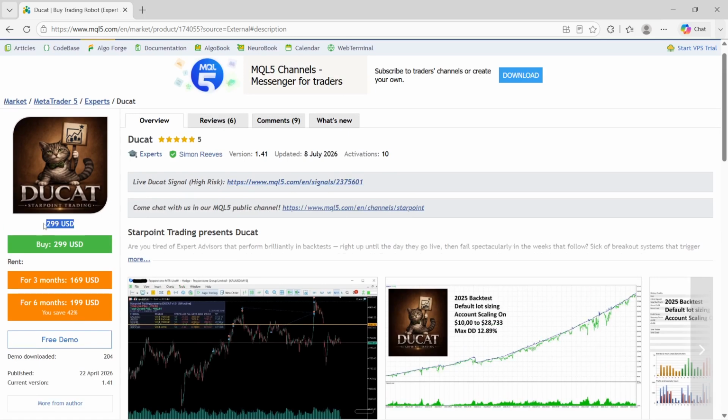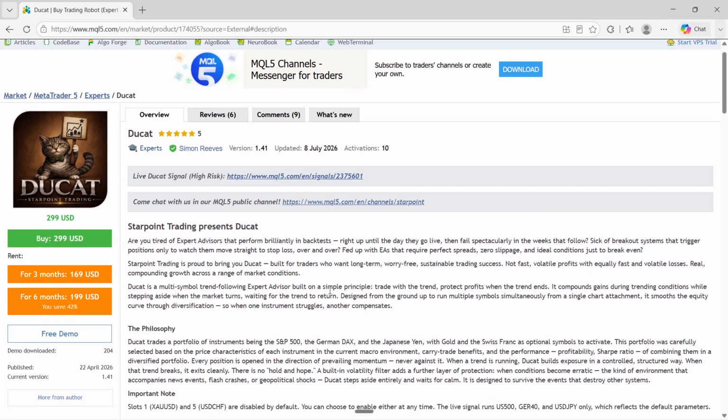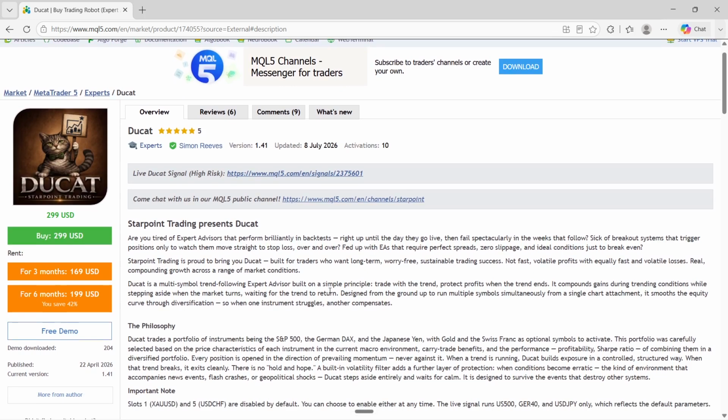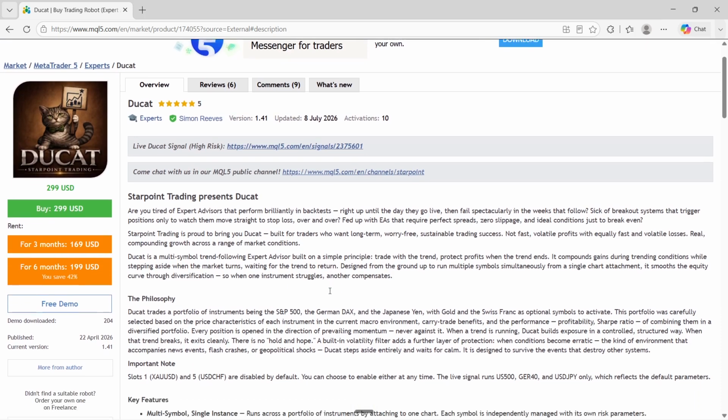As you can see, the EA goes for 299 US dollars. And if we expand this, you can see on the MQL5 page that Ducat is a multi-symbol trend following expert advisor built on a simple principle: trade with the trend and protect profits when the trend ends. It is designed to run multiple instruments from a single chart attachment so that diversification can smooth the equity curve.